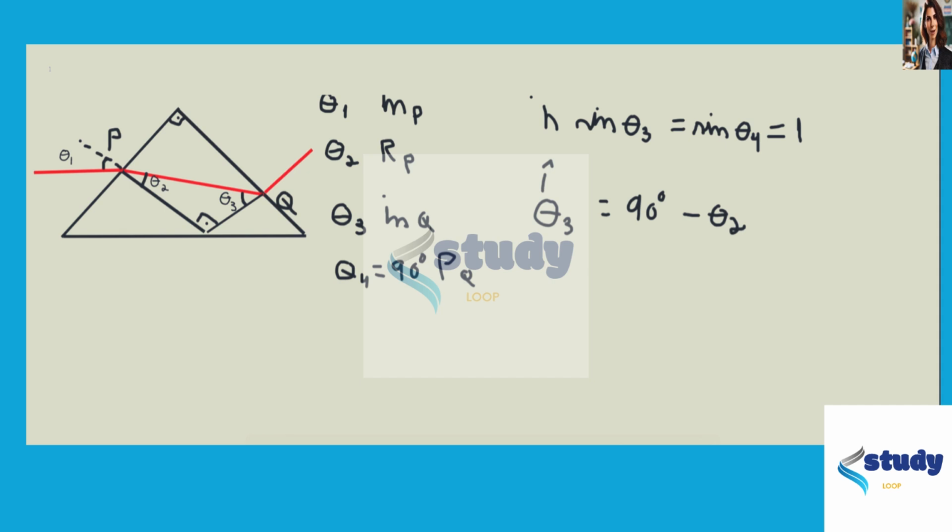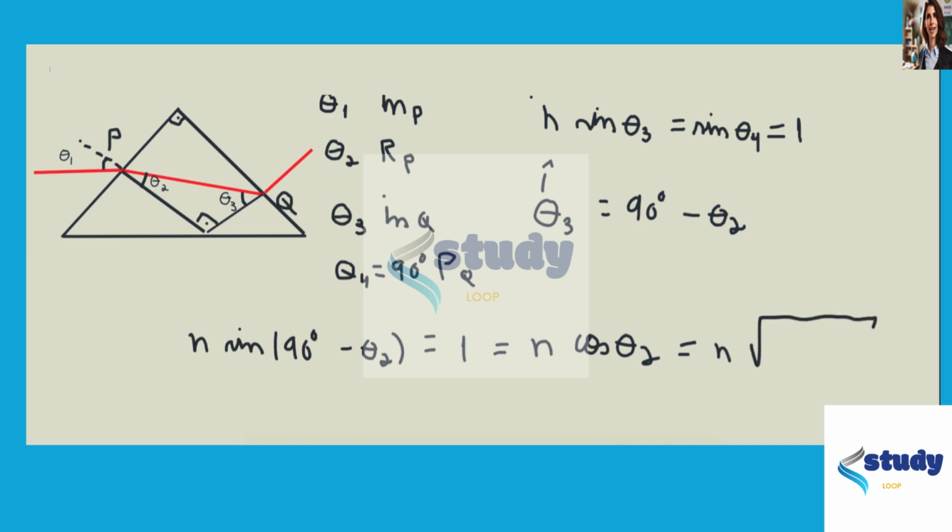So we have n sine of 90 degrees minus theta 2 is equal to 1. This is equal to n cosine of theta 2, which we can also write as n square root of 1 minus sine square of theta 2.